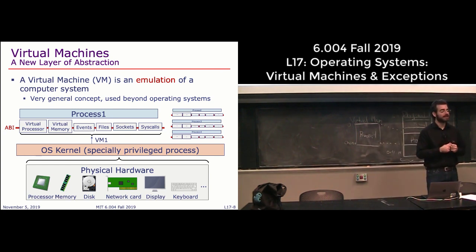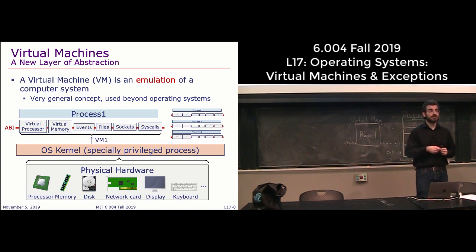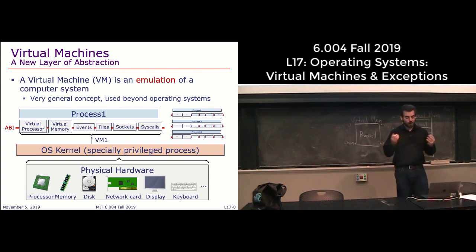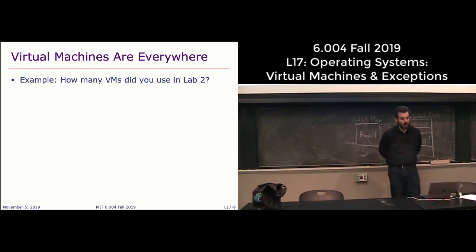And this happens in operating systems, but it also happens in many other places in computer science. So you might have heard about the Java virtual machine or the Python virtual machine. Those are language level virtual machines. You might have heard about VirtualBox or VMware. Those are system level virtual machines. And so let's take a look at where these virtual machines arise by just looking at one concrete example.